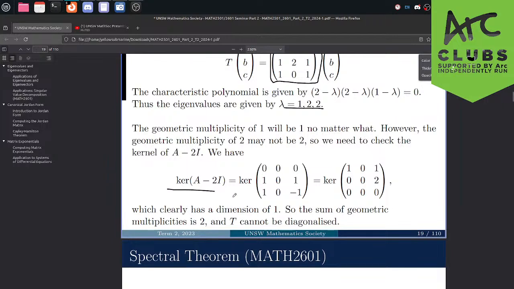So you use the kernel method. That's how you find the dimensions of eigenspaces. So first you note that the geometric multiplicity of 1 will always be 1 because its algebraic multiplicity is 1. And then we only need to check the geometric multiplicity of 2 because it could be 1 or 2, because the algebraic multiplicity is 2.